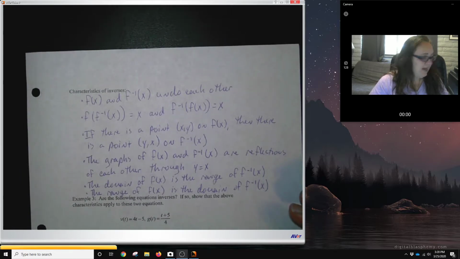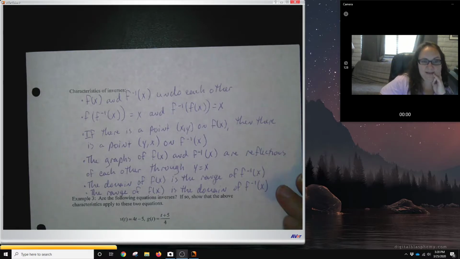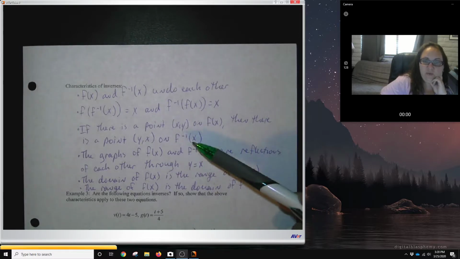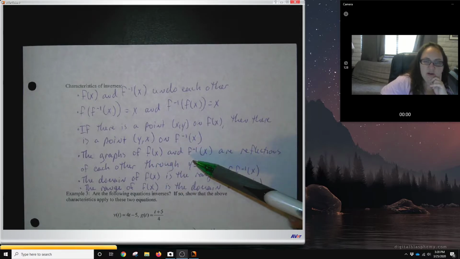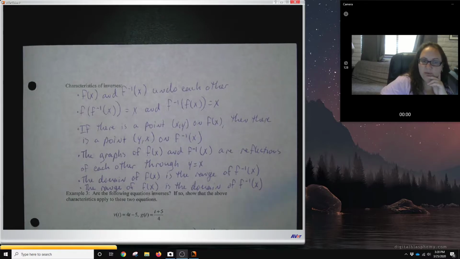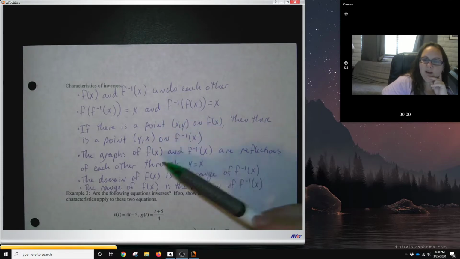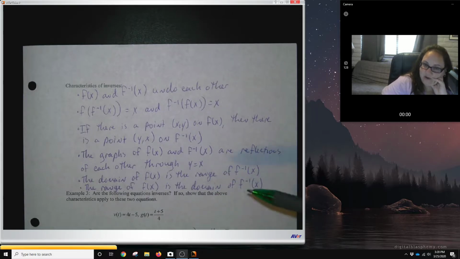If they're inverses, then f and f inverse undo one another. And when we compose them, we should come back just to x. If there is a point on f, then we have the flip of that point on its inverse. The graphs are reflections through the line y equals x. And since my x and my y flip places like this, then my domain and my range flip places as well. So the domain of the original is the range of the inverse. The range of the original is the domain of the inverse.